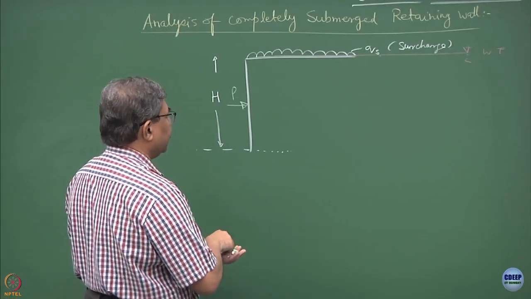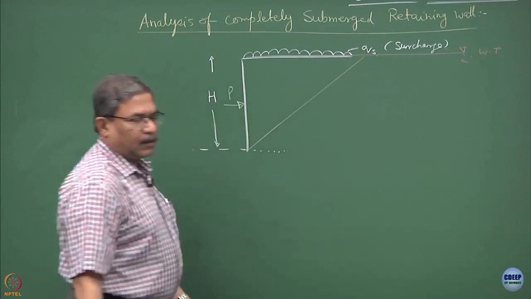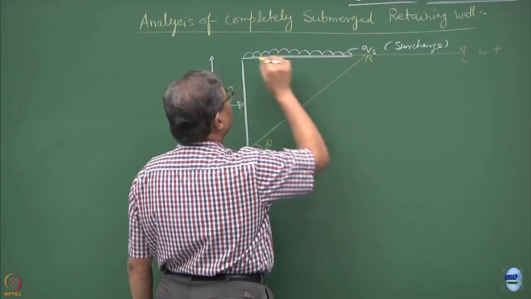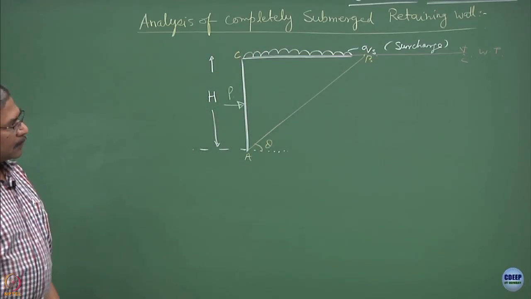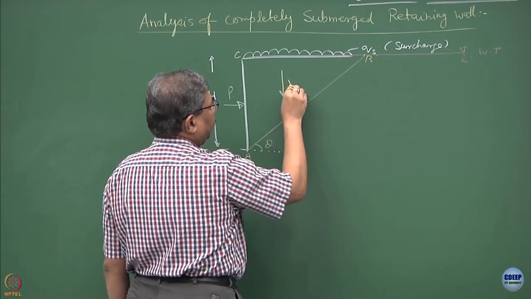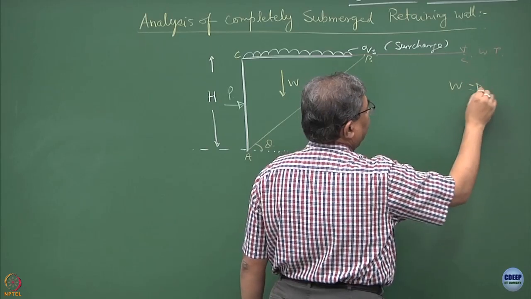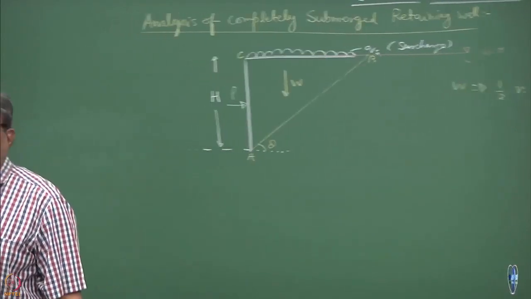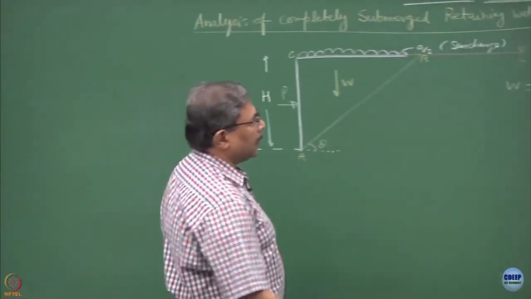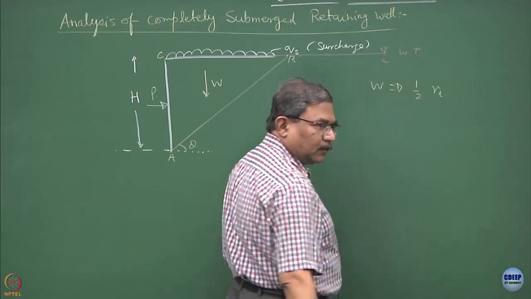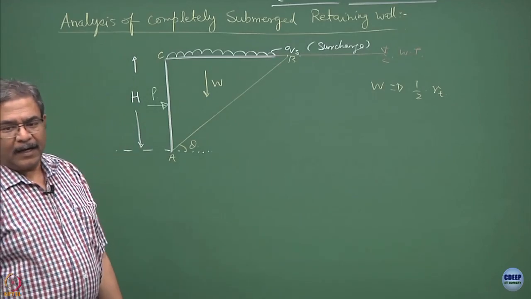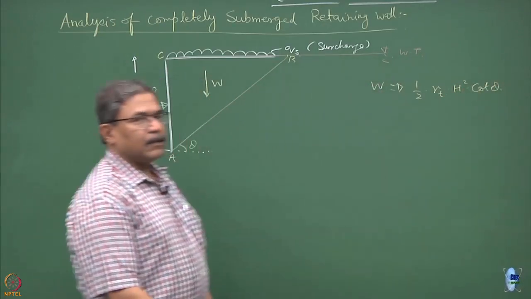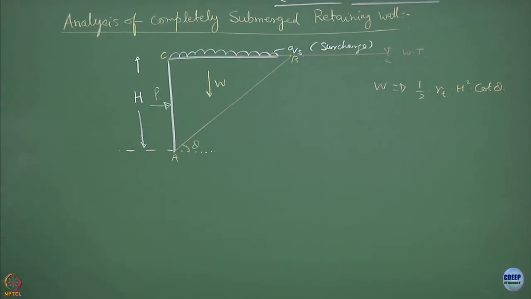We will complete the trial wedge. So, this is at an angle of theta, ABC, and because of the submergence, I can find out the weight. So, weight will be equal to half into gamma. Now, the question is which gamma I should be taking, because it is a case of submergence. So, this gamma gets replaced by gamma t, that is the total unit weight. And this is multiplied by h square into cot theta. So, weight is known. Now, let us draw the free body diagram.